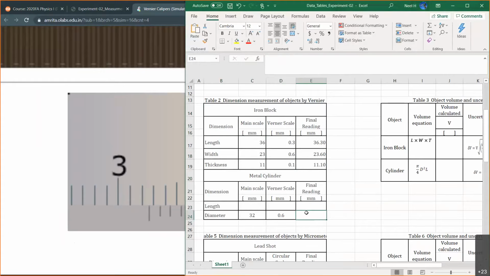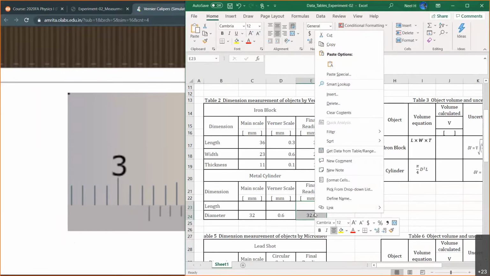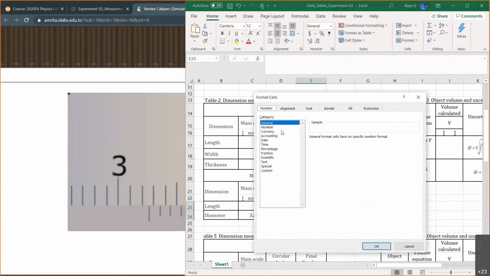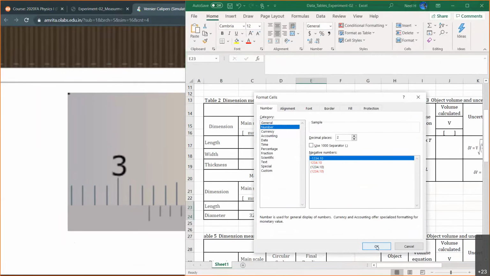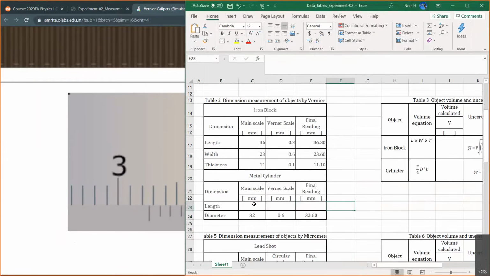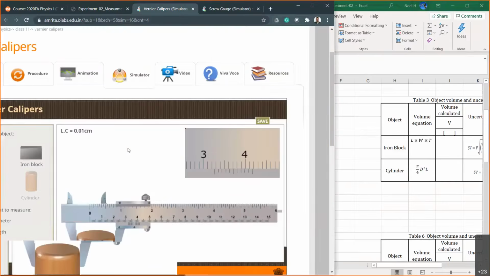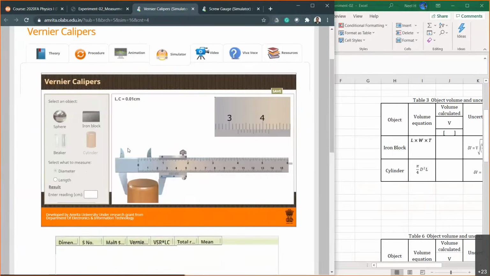Now you add these two, that's simply 32.6, right? Nothing much to do. However, I have to represent another decimal place to represent the accuracy. Let's format these two cells. Right click, format cell, number with 2 decimal accuracy. Question. Okay, so let's continue then.